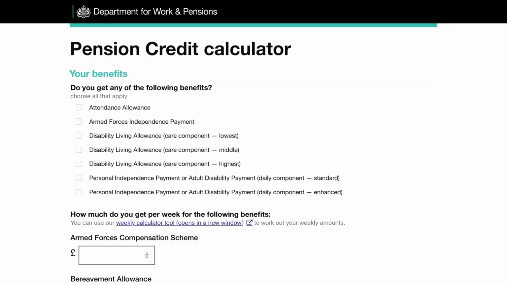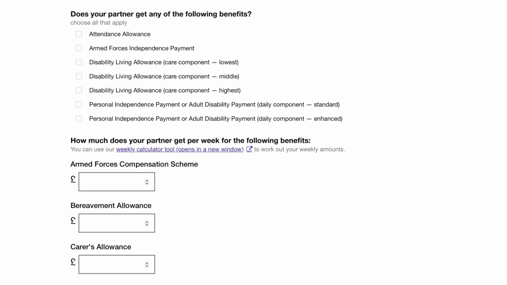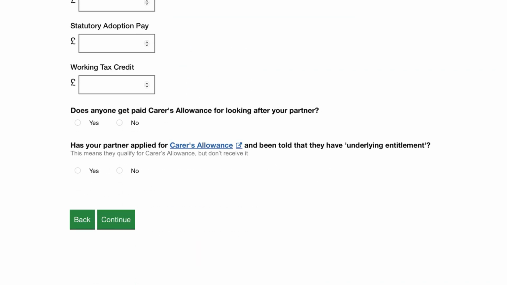Sajid does not receive any benefits, including carer's allowance and carer's support payment. Asiya does receive benefits. Where the calculator asks for benefit details of Sajid's partner, Sajid types that she receives the middle rate care component of disability living allowance. Asiya also does not receive carer's allowance or carer support payments and has not applied for it.